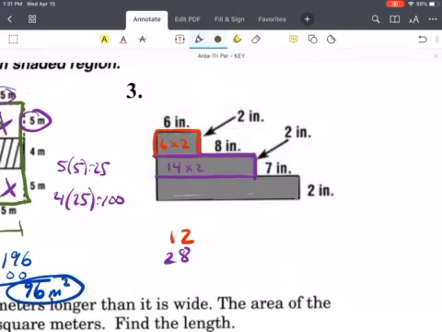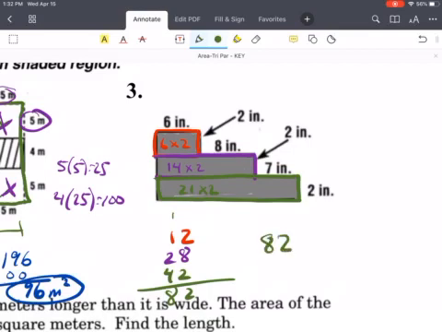And then I now have a width of 21 and a height of 2 for the bottom one. So I have 42 there. Add up all of those, and then you get 82 inches squared total for my shaded area.